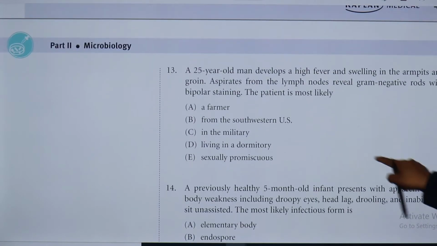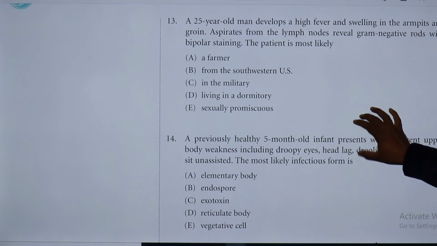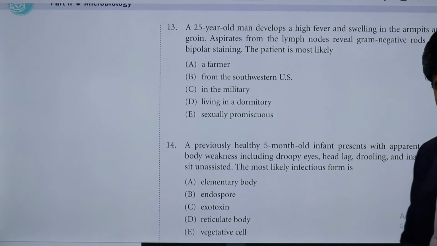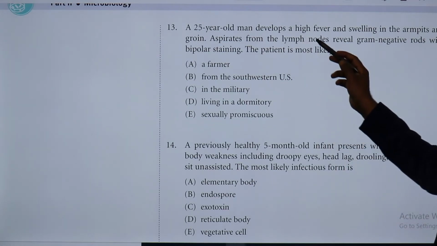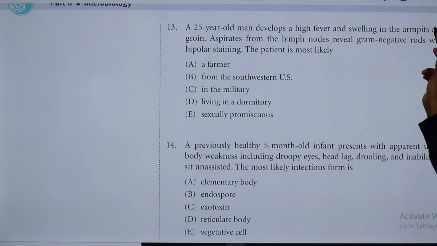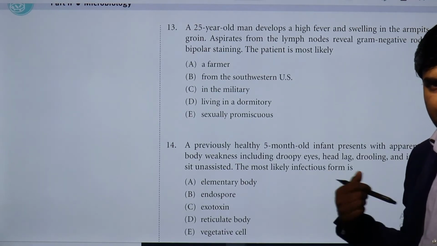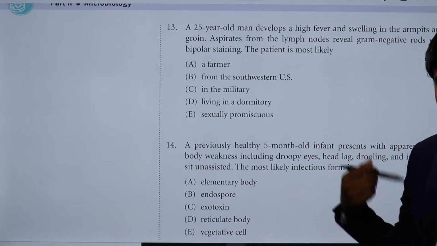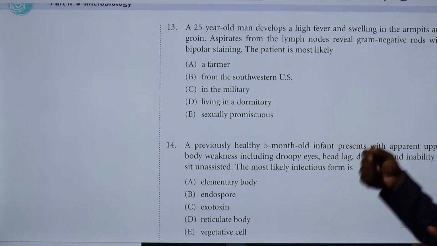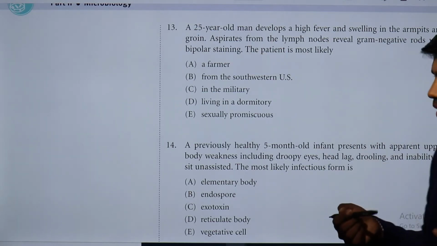Let's move forward again, and we are now on question 13. Question: a 25-year-old man developed a high fever and swelling in the armpit. So there is a fever as well as swelling in the armpit. Armpit swelling means there is lymphadenopathy. Regional lymphadenopathy is there with fever in the armpit and groin, so there will be inguinal lymphadenopathy as well.